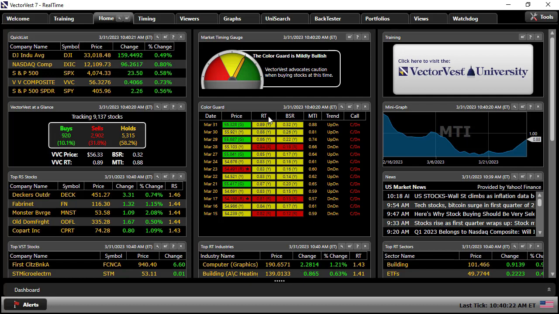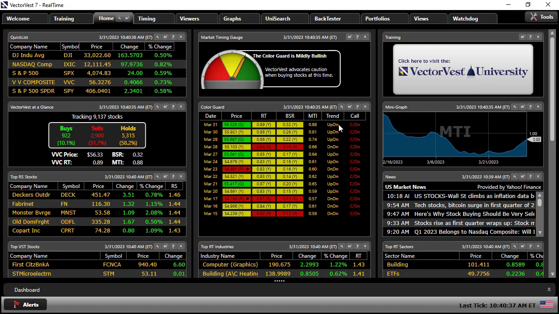Next is the RT column. That's relative timing. Again, on that 0 to 2 scale, it's ticked up day over day. And the buy to sell ratio has also ticked up day over day. Okay, so these are important indicators. These are shorter term indicators.